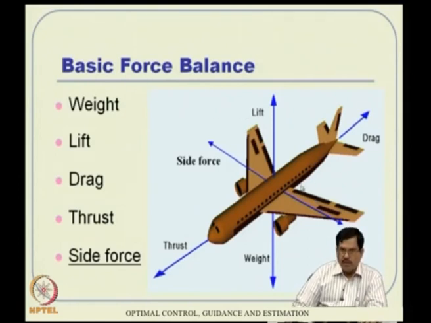If you see any flying object, we talked about the very basic forces acting on it. One is weight, one is drag, and then there is a thrust force to counter the drag, and a lift which will balance the weight. Along with that, there is a side force, but typically these side forces are balanced out in a good flight. Even in a turn, when you call it a coordinated turn, the side forces will be balanced out. So all the forces will be there, but side forces will be very close to 0. We do not want side forces anyway. But these are the basic forces.